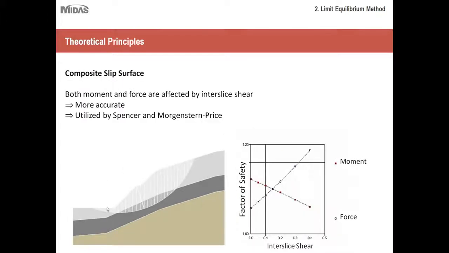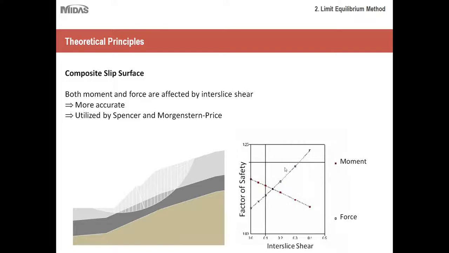But when I take this area into account, certain other variables need to be taken into account, and this typically leads to more accurate calculations. This is actually the type of slip surface that was used by Spencer and Morgenstern-Price when they were taking into account interslice shear forces. It took more variables into account and was harder to do, but ultimately it was more accurate, because when a slope fails, the failure surface usually extends beyond the base.